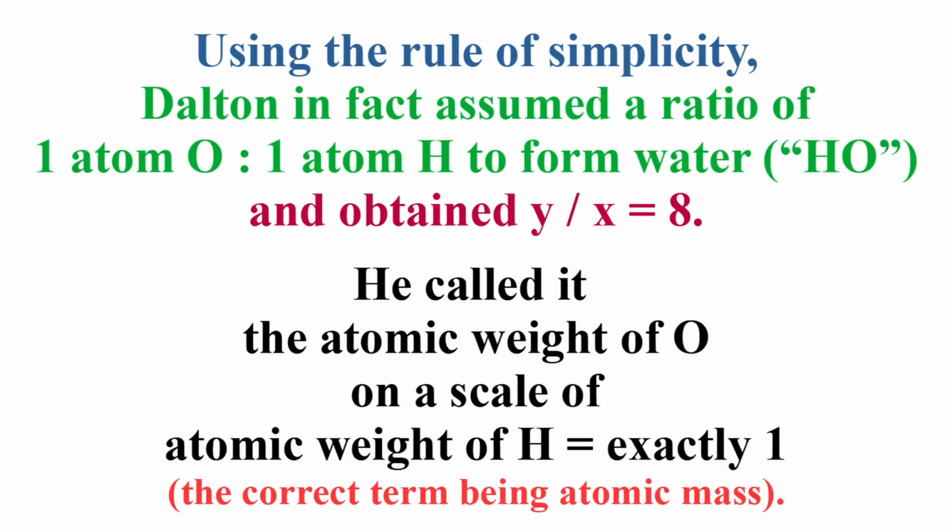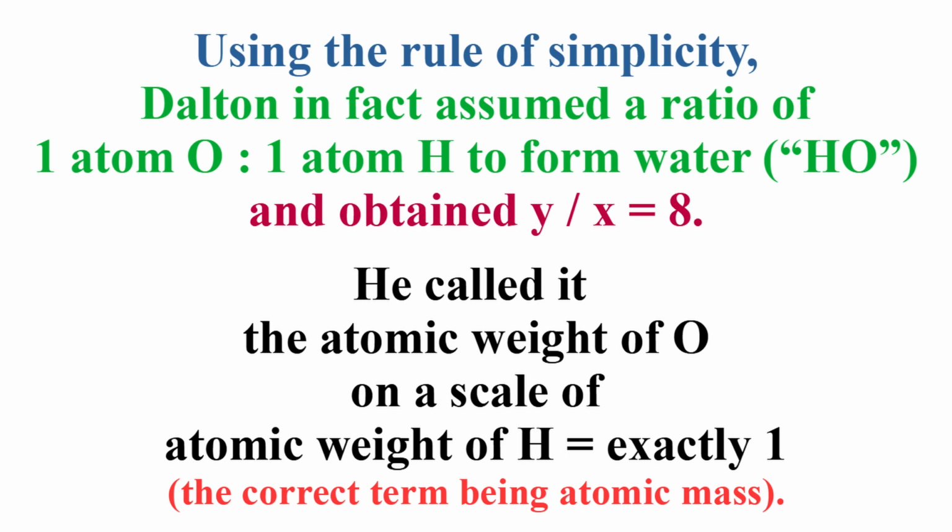Dalton arbitrarily assumed the mass of one hydrogen atom to be exactly 1. Given this standard, he called the relative masses of other atoms their atomic weights. The correct term is atomic mass, given our understanding of the difference between mass and weight.